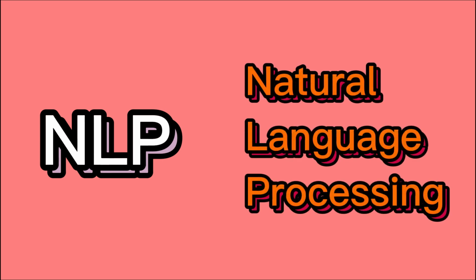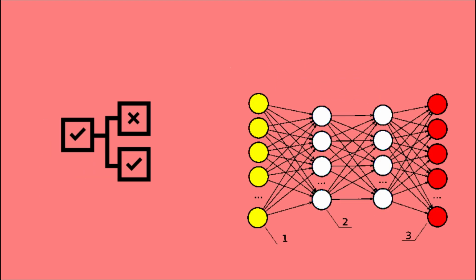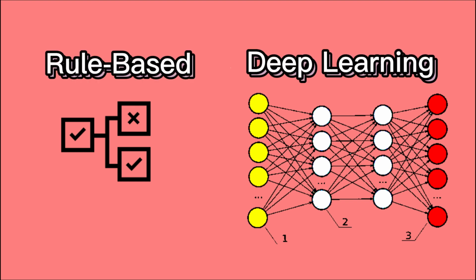ChatGPT was made possible because of the work done in the field of NLP, Natural Language Processing. This is a subset of AI that focuses on understanding human text and language. There are several approaches in NLP. One is using the traditional rule-based methods, and the other is using deep learning neural networks. ChatGPT uses the latter.